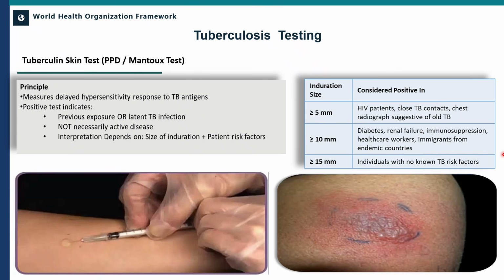And this will strongly suggest a chest X-ray to exclude active tuberculosis. Now, if it is more than 10 millimeters of induration in a diabetic patient, or a patient with immunosuppression or renal failure, this is very significant, especially in endemic countries.